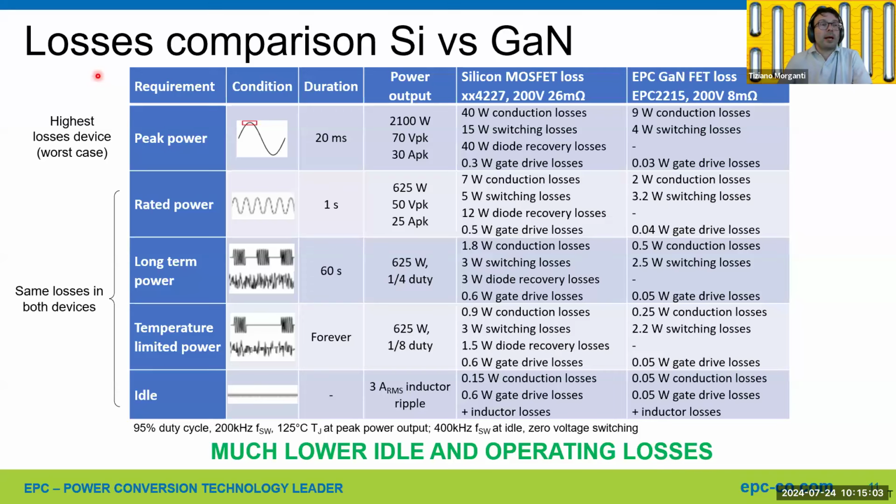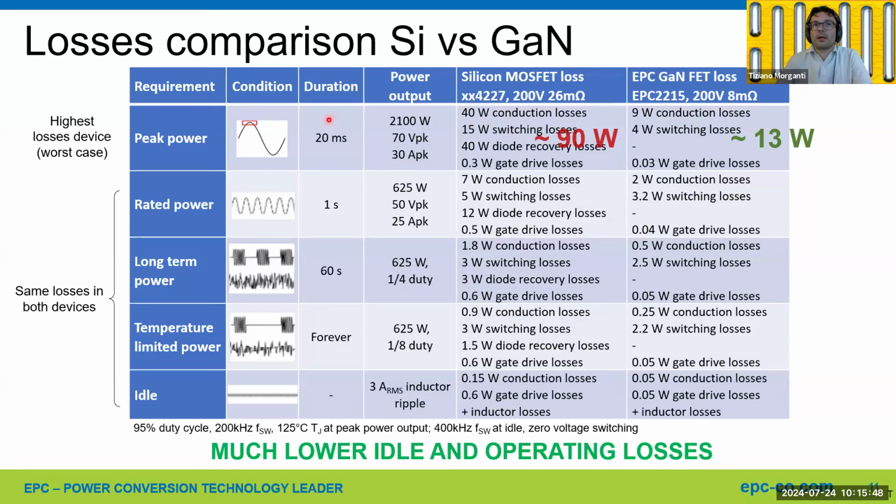Then how do we compare against silicon? So we have this table here. We have different conditions, starting from the most challenging: the peak power during the crest of the sine wave, then sine wave power, and then long-term power at 9 dB crest factor or 12 dB crest factor, and then the idle losses. So starting from the peak power, we have 30 amps peak with 70 volts peak output.